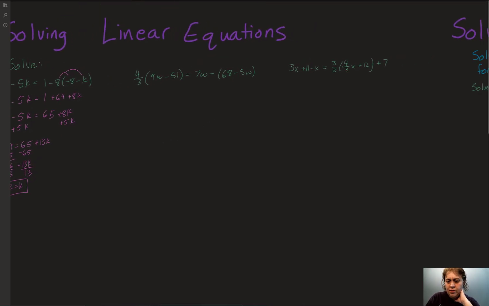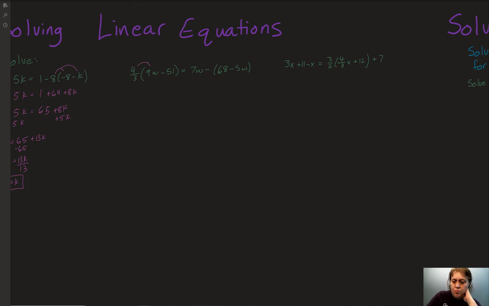Both of those are divisible by 3, so I think we'll just go ahead and do distribution. Don't forget the negative is also needing to get distributed. That's really a 5. I know it looks like an S. I'm working on my font. 4 divided by 3 times 9w minus 4/3 times 51 equals 7w minus 68 plus 5w.